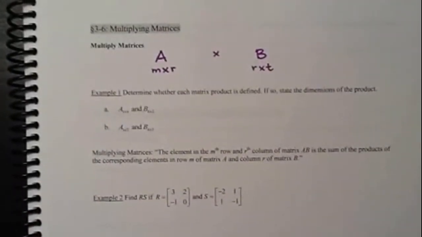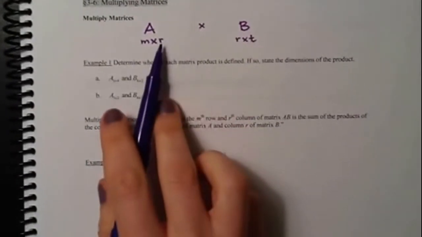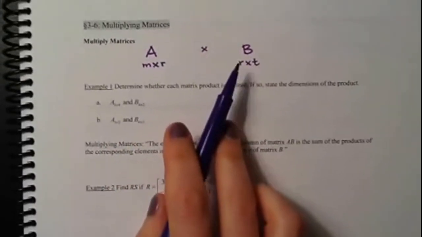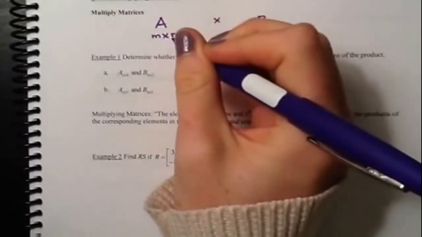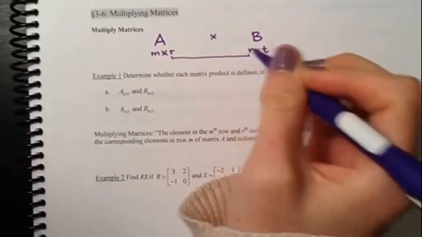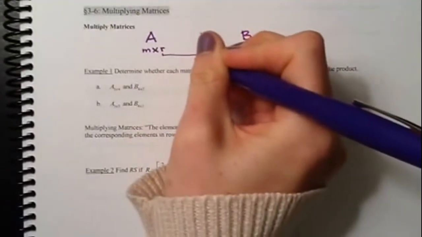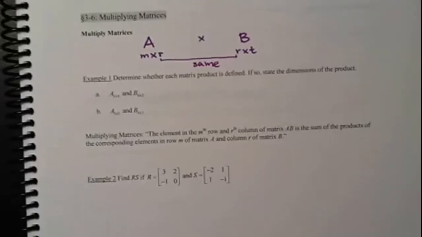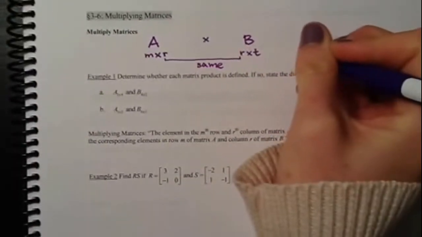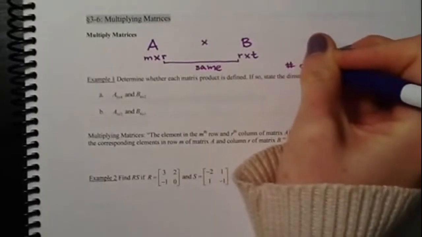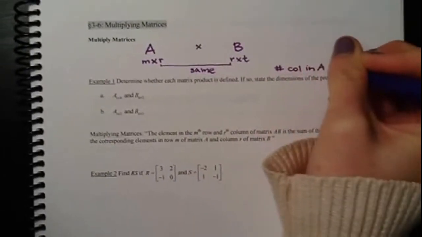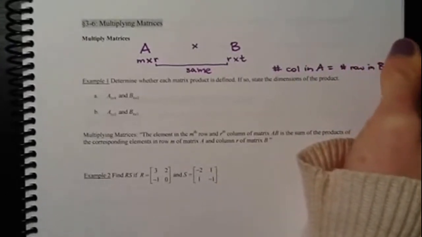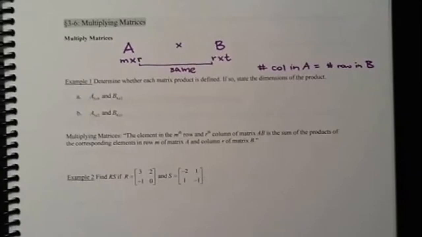This is the only way that you can multiply them together, if the number of columns in this matrix are the same as the number of rows in this matrix. So these two right here have to be the same. If these two are not the same, then you cannot multiply them together. So the requirement is the number of columns in A has to equal the number of rows in B. If that does not hold, then you cannot multiply them together.